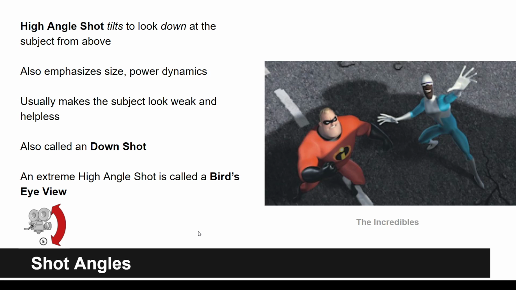A high angle shot is a shot that is up high and tilted to look down. So this is where we're above the subjects and looking down on them. Again, this emphasizes size and power dynamics, but it makes the subjects look a little bit more vulnerable. This is also called a down shot. An extreme version of this would be a bird's eye view, like you're a bird up high looking down.